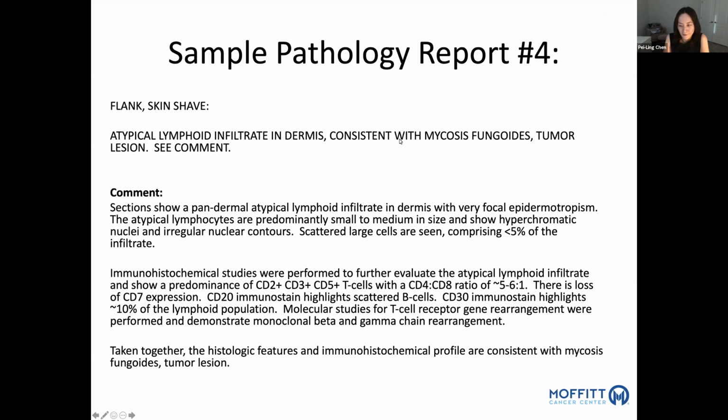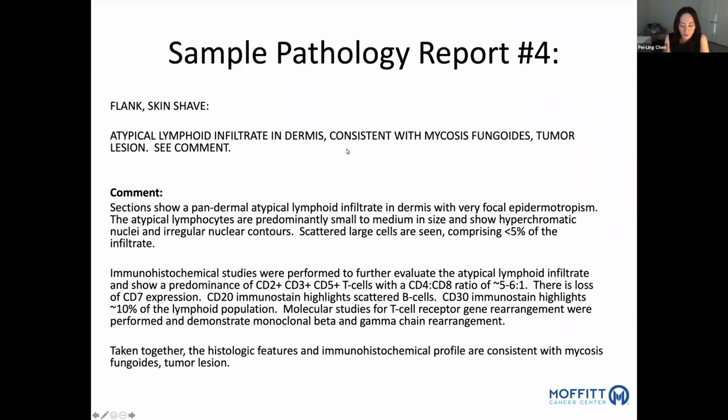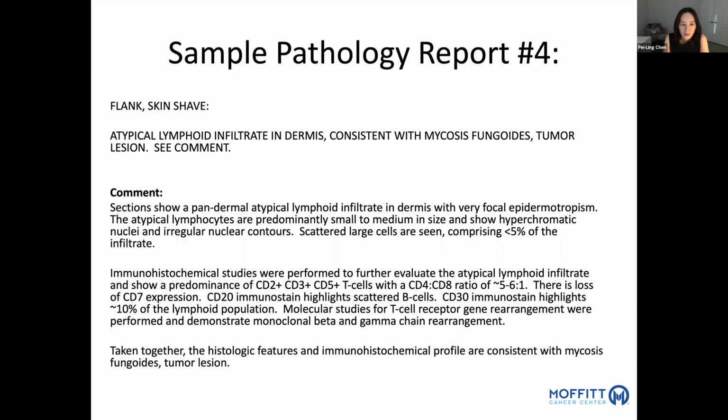Alternatively, we can also have these tumor lesions, as in this case, without large cell transformation. Usually the large cell transformed lesions get more aggressive treatment. And in this case here, tumor lesion, if I don't mention large cell transformation in the comment, it could be a very similar report, but I would say atypical lymphocytes are predominantly small to medium in size, show cytologic atypia. There are some scattered large cells, but comprising, for example, in this case, less than 5% of the infiltrate. In this sense, I'm telling the clinician it hasn't met the criteria for large cell transformation yet.